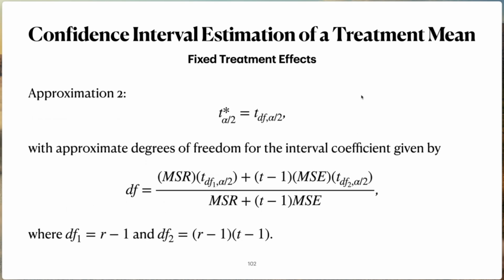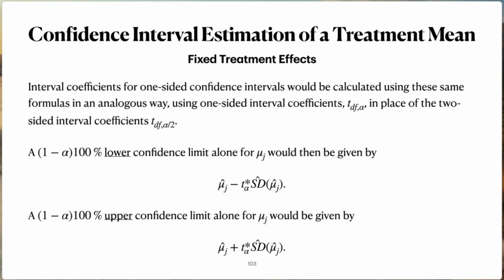The other method is to instead approximate the degrees of freedom. Again, we do get this simplification because we're looking at just one individual treatment mean. In this case, the degrees of freedom are given by this expression. Again, df1 is r minus 1, df2 is r minus 1 times t minus 1. We can use either of these two approximation methods to come up with the approximate interval coefficient, and then we use that interval coefficient to calculate an approximate margin of error.